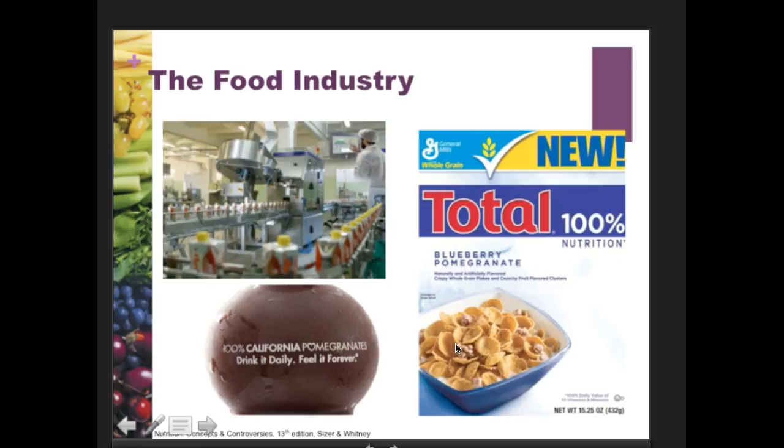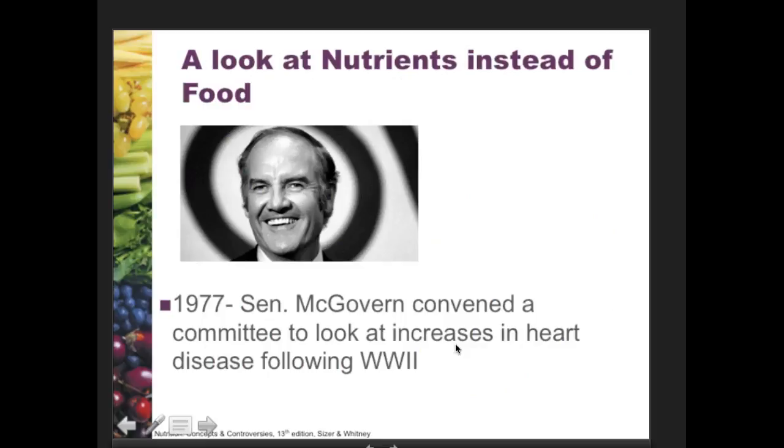When we go back historically, we had some of this rise from the cereal. But the turning point that most historians will look at, where we really stopped looking at groups of foods and food patterns and actually food itself, was back in 1977 when Senator McGovern put together a committee to look at the rises in heart disease following World War II. So if you think back into your history knowledge, what was going on in this country around that time during World War II that might have impacted that?